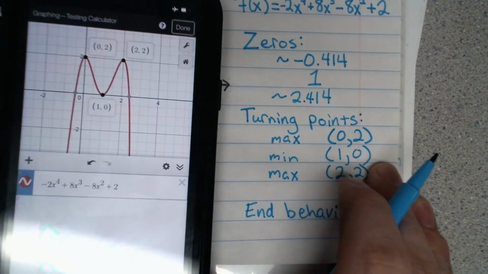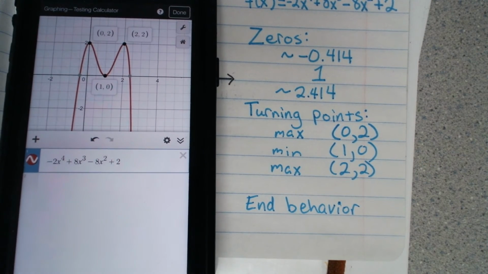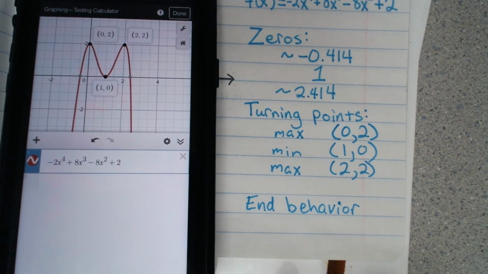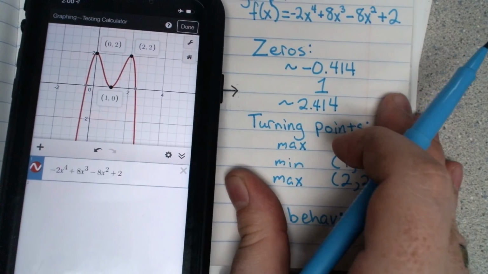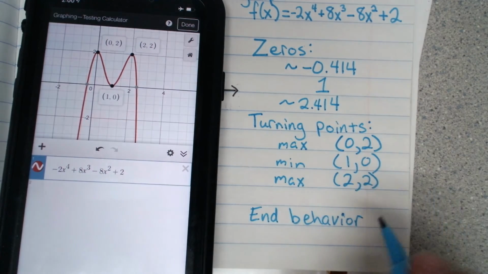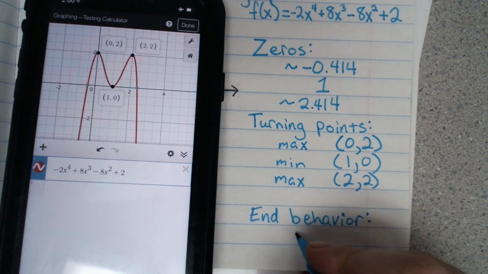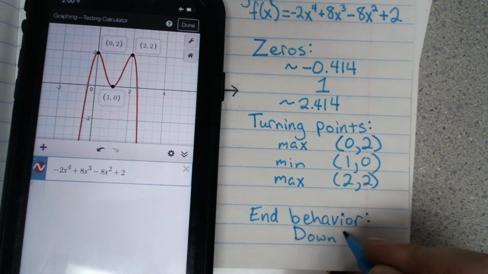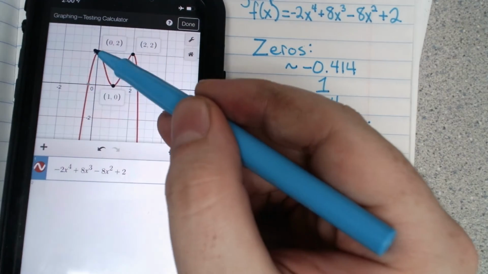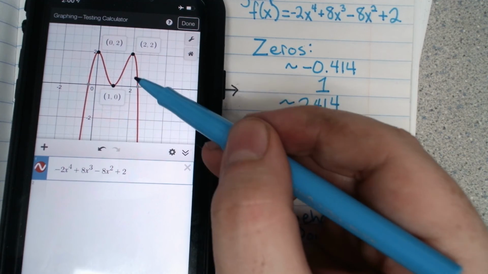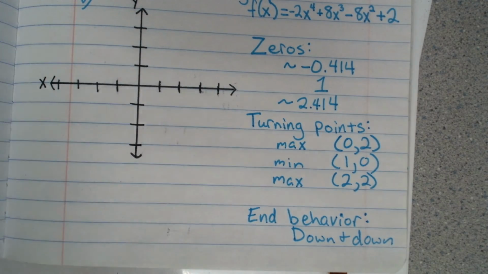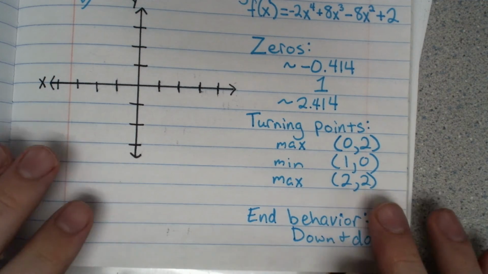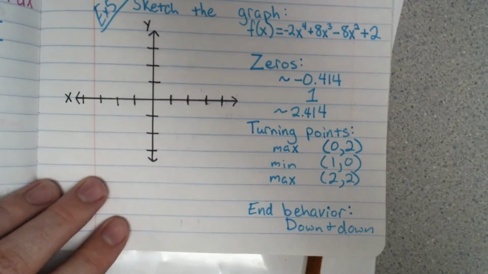And then my end behavior, this is an even degree polynomial, so it's either going up and up or down and down. And since this has been reflected with a negative leading coefficient there, that negative 2, means my end behavior is down and down. Down to the far left and down to the far right. So now I'm going to put my Desmos calculator away, and we can use this information to sketch the graph.